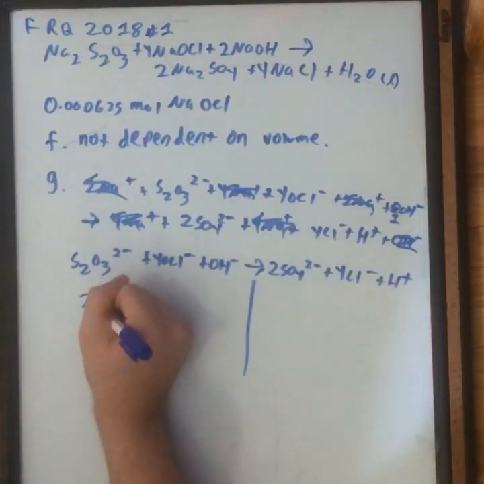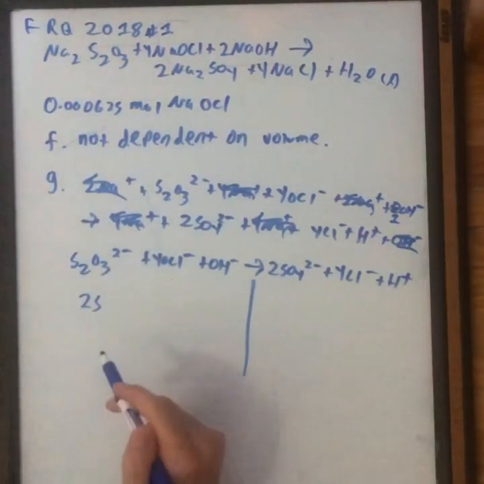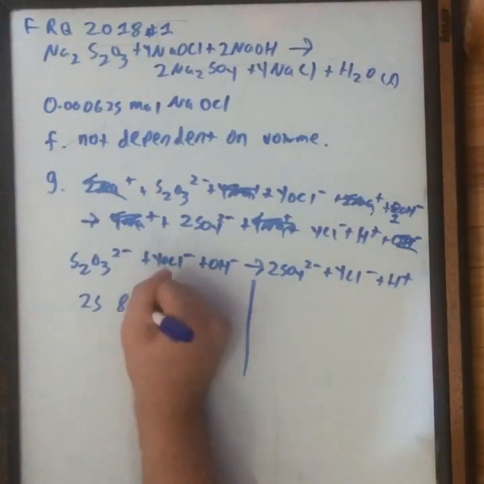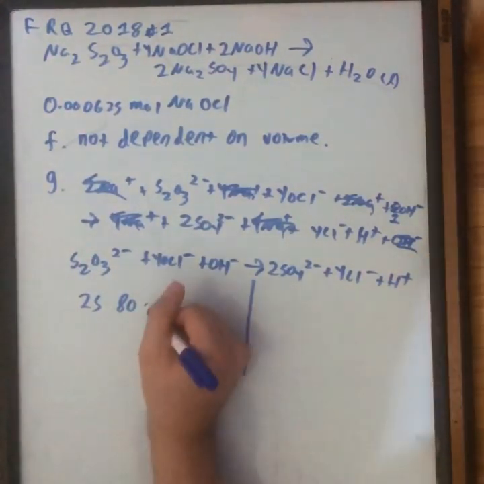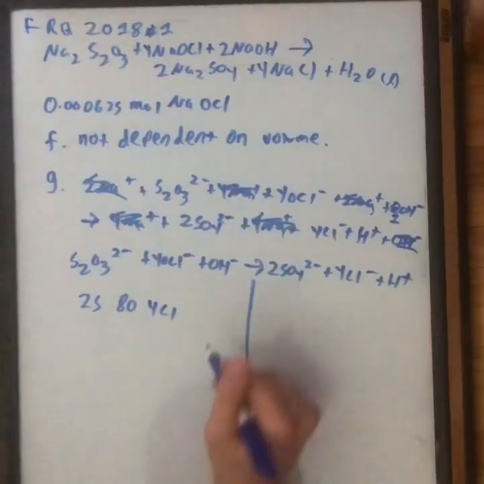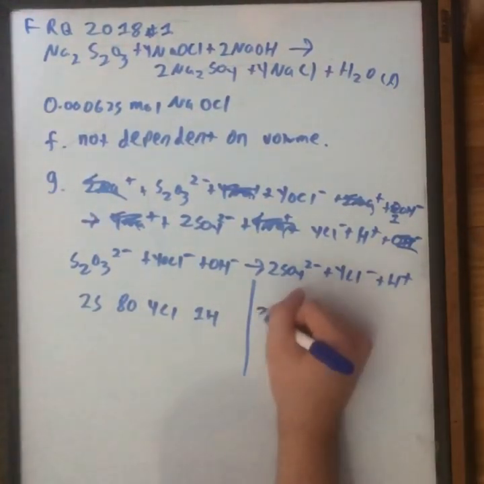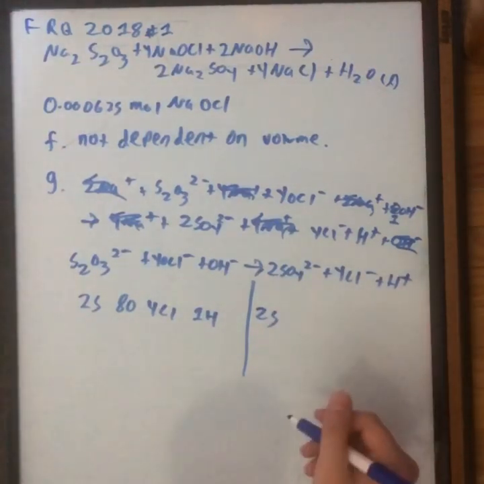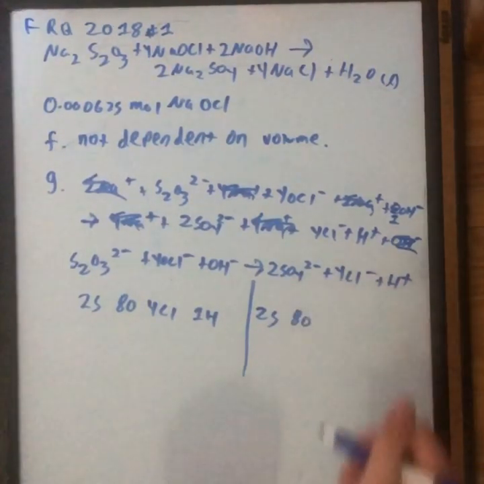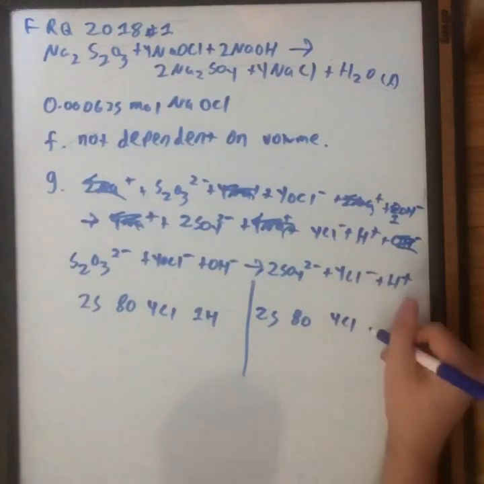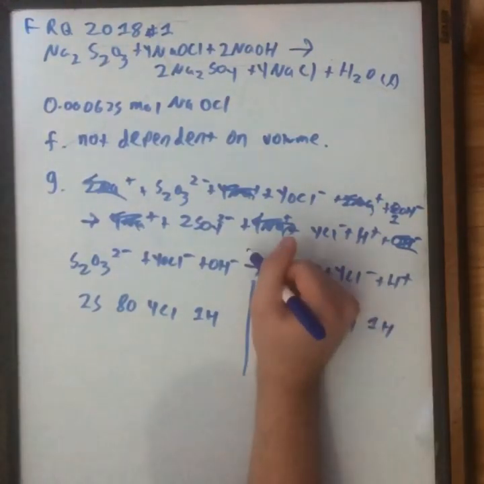There are 2 sulfurs on the left. 3 plus 4 plus 1 oxygen is 8 oxygens, 4 chlorines, and 1 hydrogen. And on the right, there are also 2 sulfurs, 8 oxygens, 4 chlorines, and 1 hydrogen, so it is balanced.